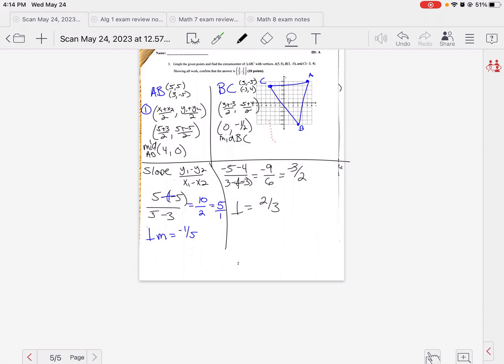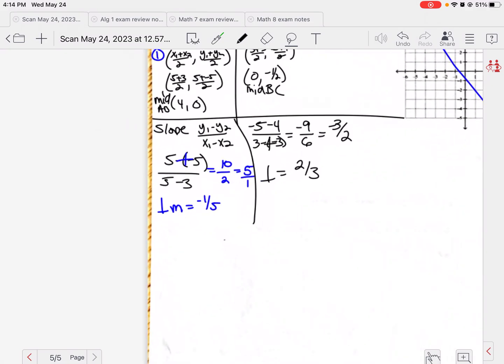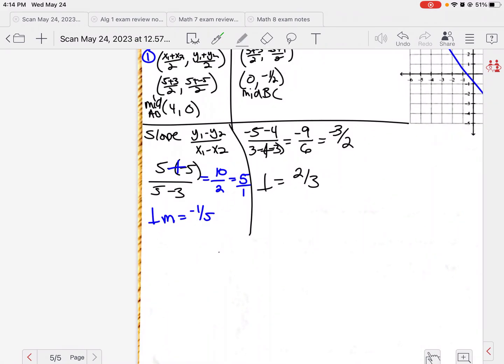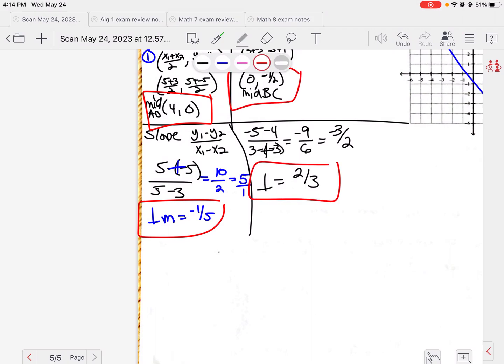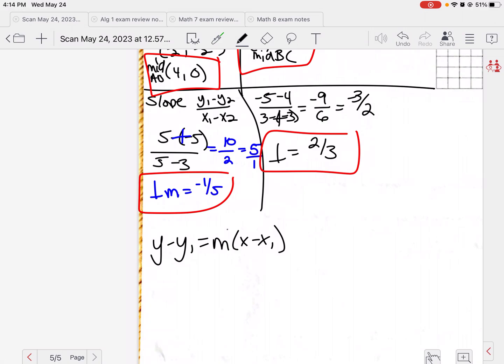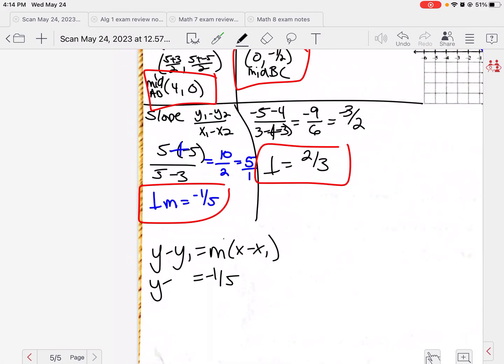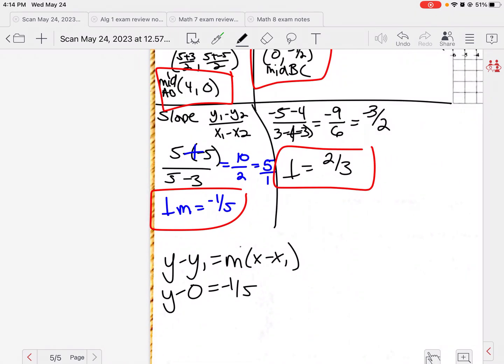All right, we're going to go ahead and shrink this down because I'm writing very, very large. Okay, now that we have the midpoint and the slope, we're going to write an equation. Our equation is going to be y minus y1 equals m times x minus x1. So my slope is -1/5, so I'm going to pop that in there. Y is always going to be y, and the y1 here is 0 from our midpoint. And our 4 is going to be our x, so we're going to have x minus 4.